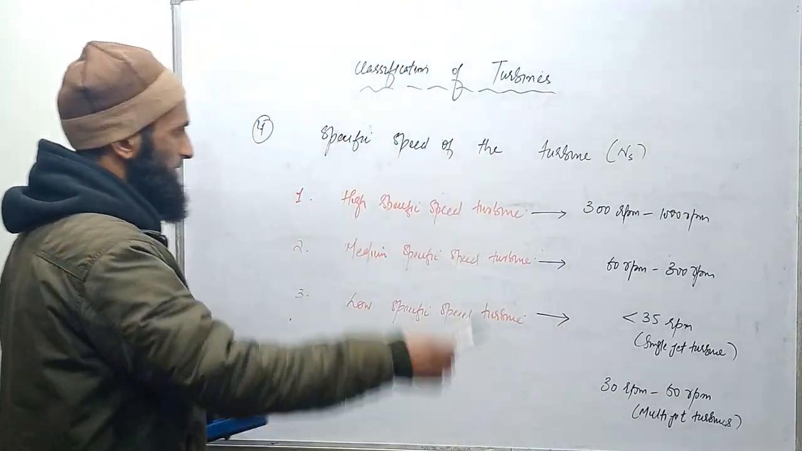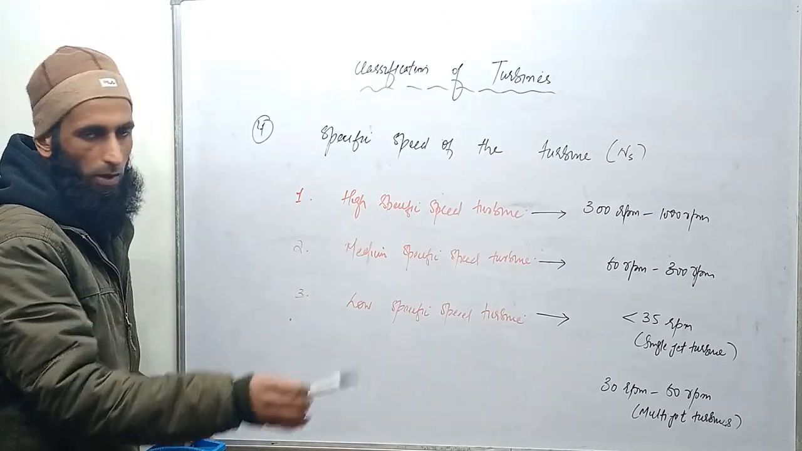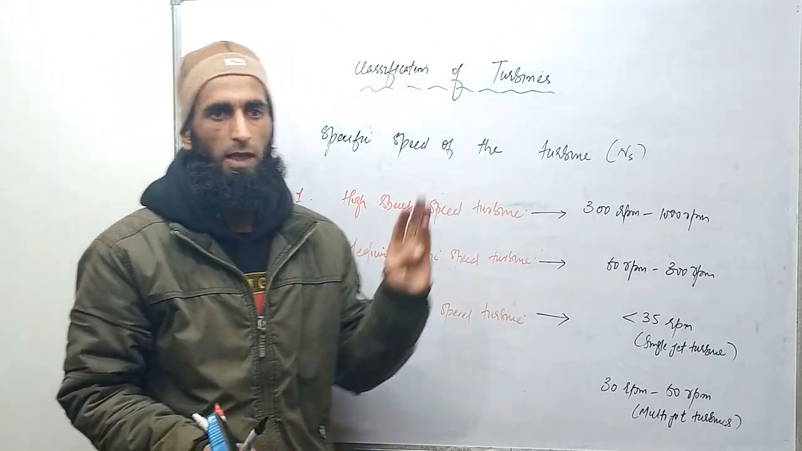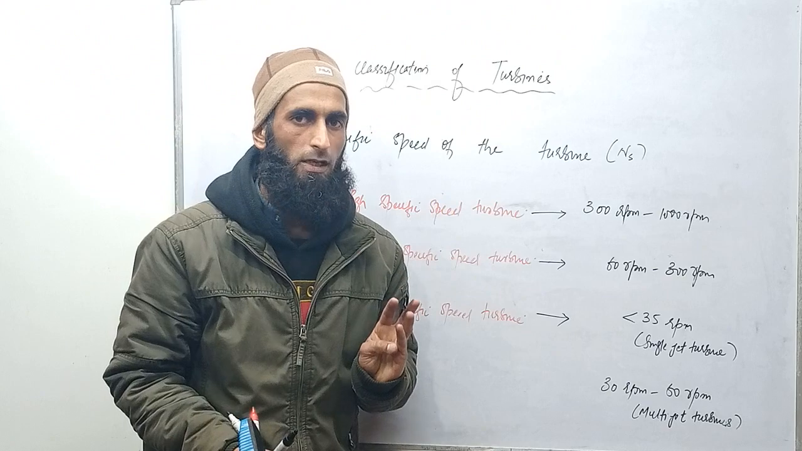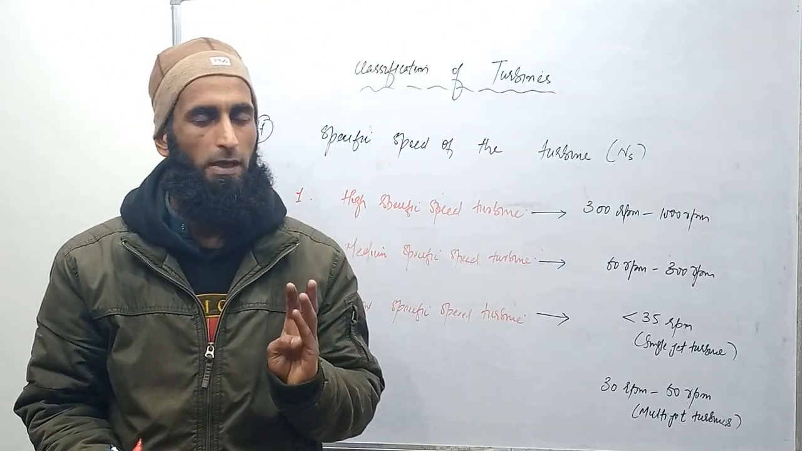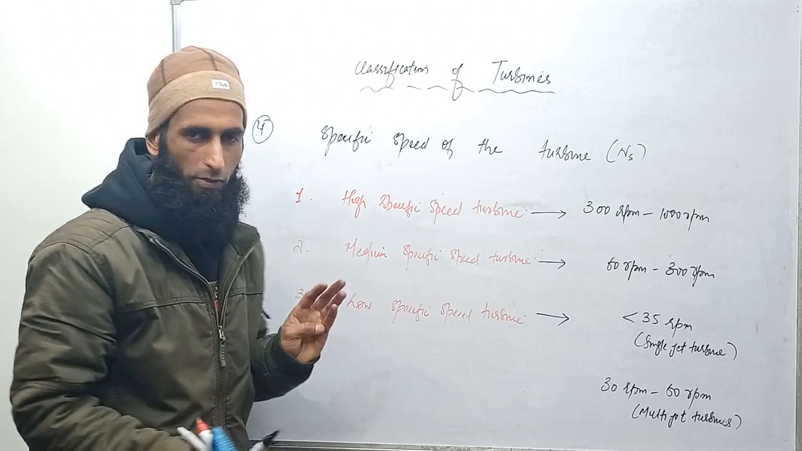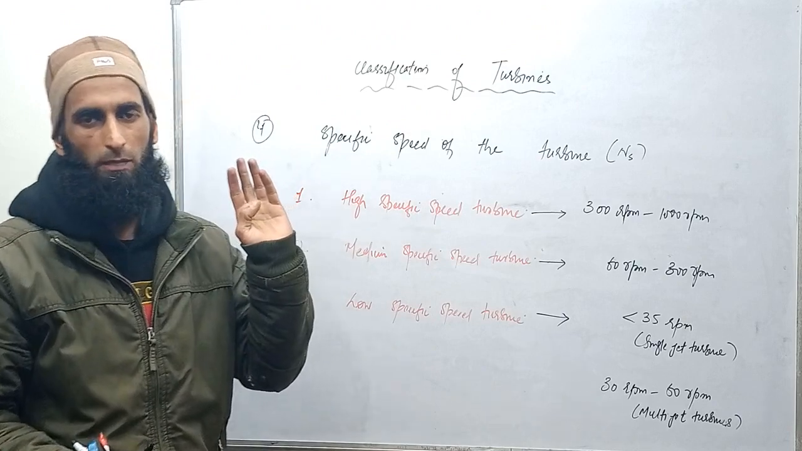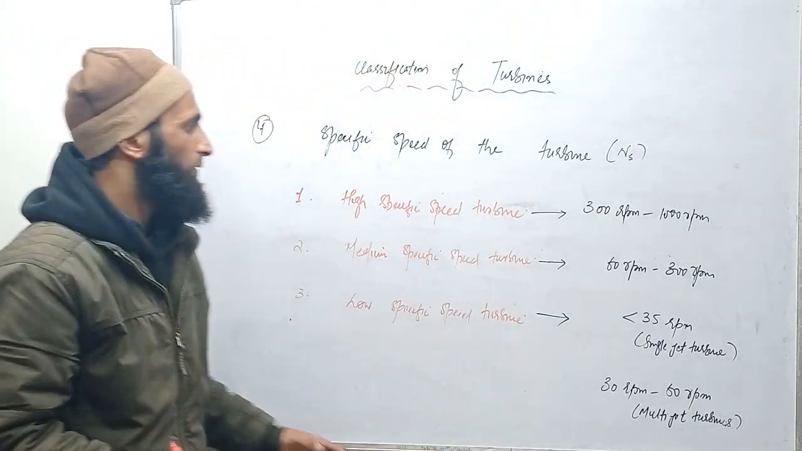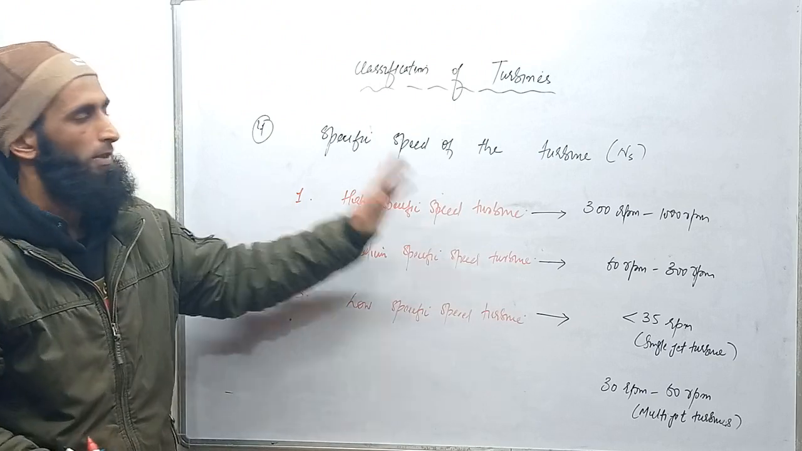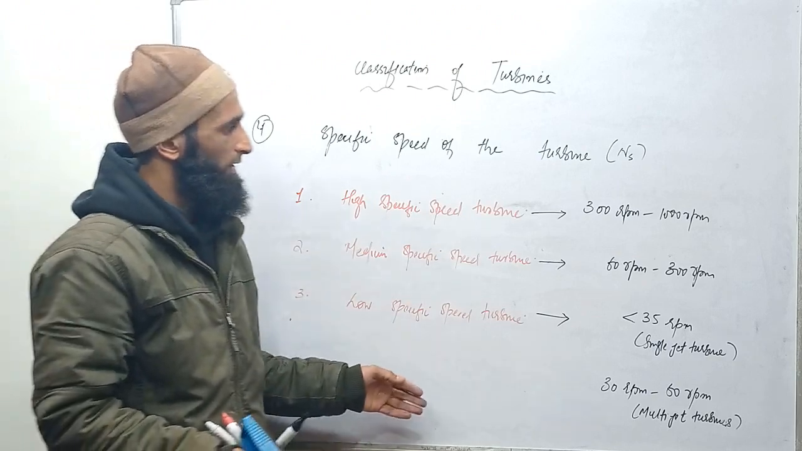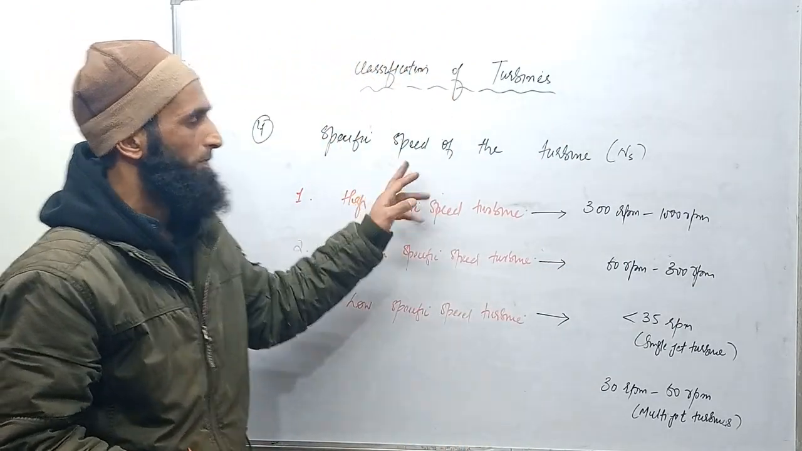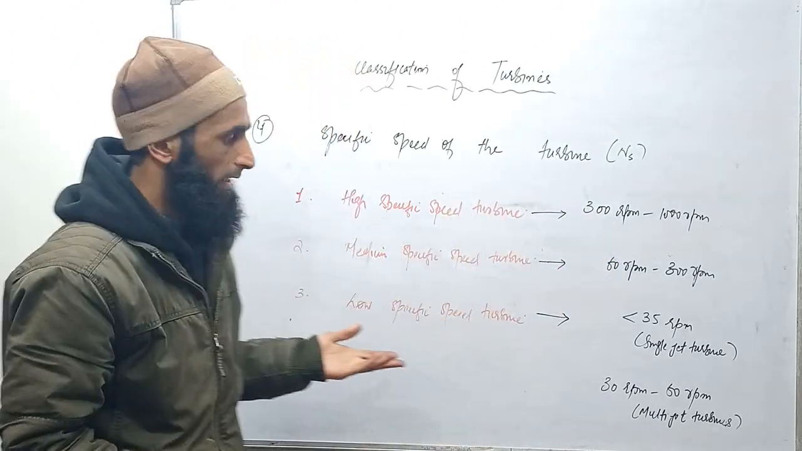So this was the classification of the turbines: four important classifications based on four important parameters. First is the direction of flow through the runner of the turbine. Second is the type of energy present at the inlet of the turbine. Third is the head available at the inlet of the turbine, and the last one is the specific speed of the turbine. On these four parameters, we classify the turbines.